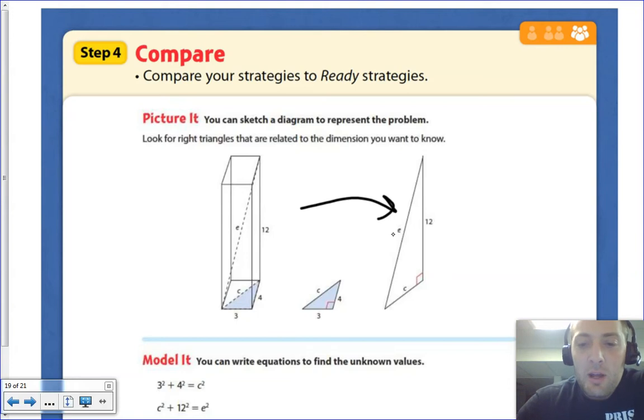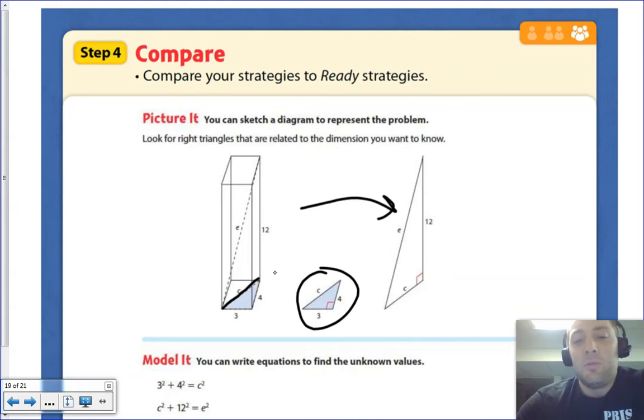And then thinking about how to find that bottom or that c going across right here, there's also another triangle that's pulled out. It would be this one right here, the 3 and the 4 and the c. It would make a right triangle, right? Because that's a rectangular prism, so the bottom has to be a rectangle. So we can use the Pythagorean theorem to find that c, and then we can use it to find the E. Okay, so let's break that down.